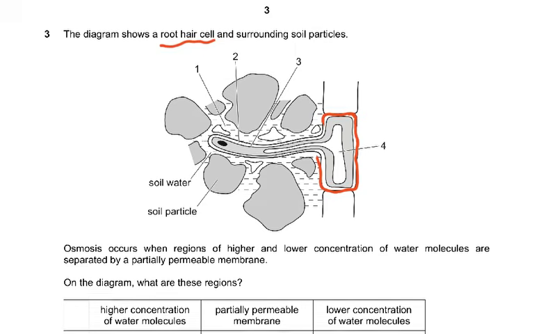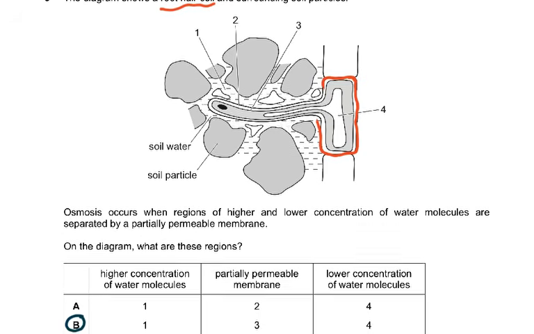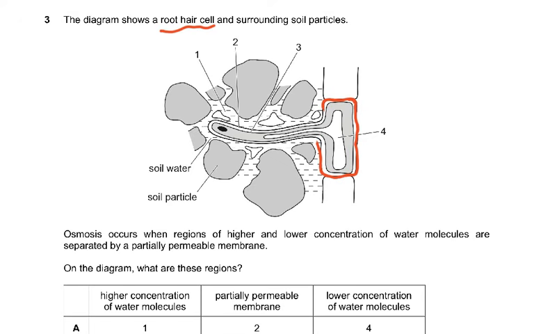Now, as we read this question, the diagram shows a root hair cell and surrounding soil particles, and I've just gone through it again, and you can see what is labeled. First, let's look at the labeling. The labeling is soil, water, and the soil particles. So this would be the soil particle, this would be the soil particle, and all this would be the soil particle. And of course, this dotted line would all be the water. So this is all the water here, and the water here, and also on this side.